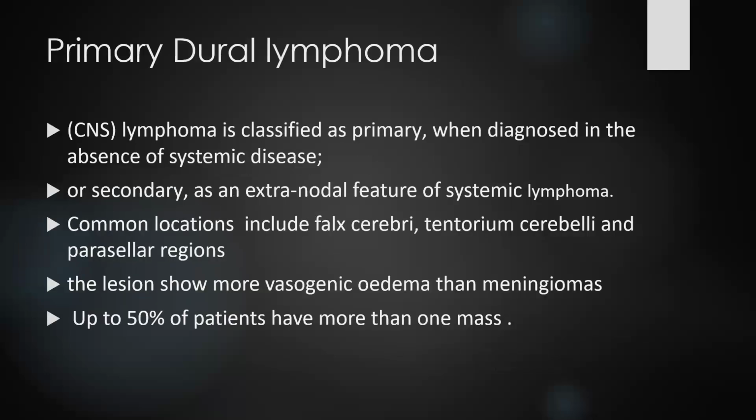A primary dural lymphoma, CNS lymphoma, is classified as primary when diagnosed in the absence of systemic disease, or secondary as an extranodal feature of systemic lymphoma. Common locations include the falx cerebri, tentorium cerebelli, and parasellar region. The lesions show more vasogenic edema than meningiomas. Up to 50% of patients have more than one mass.